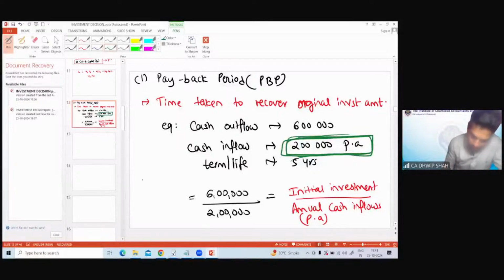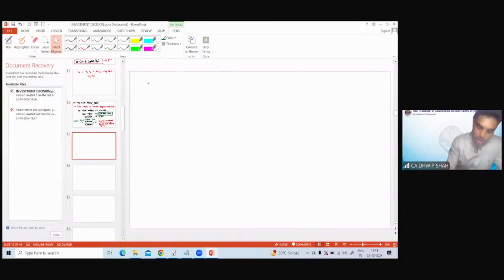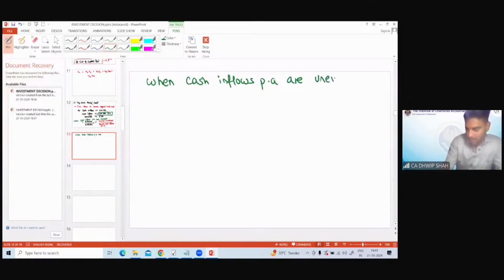When cash inflows per annum are constant, only then we can use this formula. So how to calculate payback period when cash inflows per annum are uneven? Let's learn that. Again, my cash outflow or initial investment.